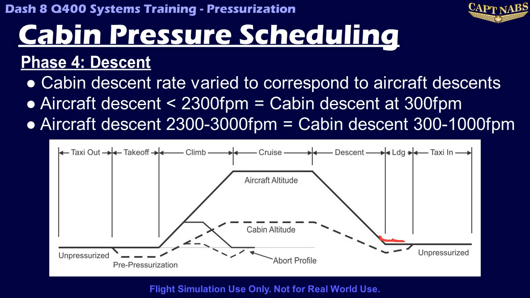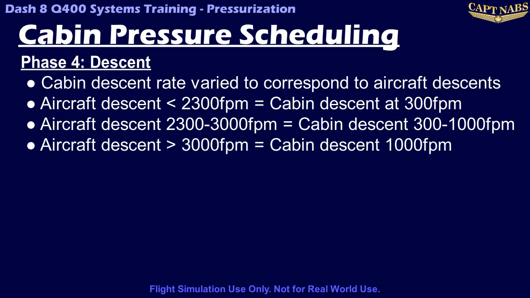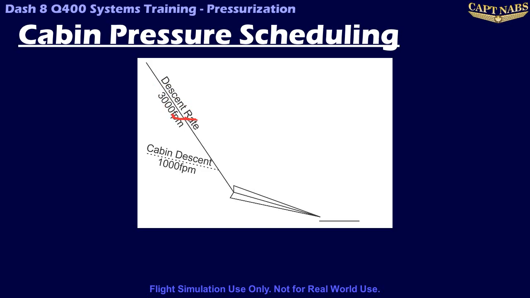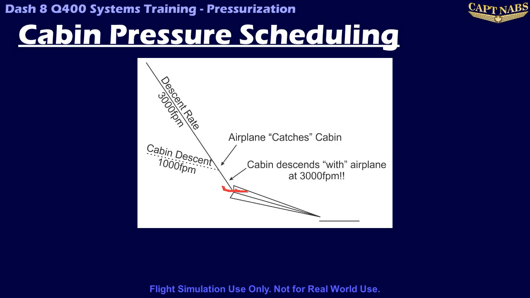While this scheduling should, in theory, not allow the aircraft altitude to ever catch up to the cabin altitude, it is possible. On flights with a continuous, very high rate of descent that leads directly into an approach with no intermediate level off, it is possible for the aircraft altitude to descend below the cabin altitude. Should this happen, of course, the safety valves will open to ensure a negative pressure differential does not occur. When this happens, the cabin will descend at the same rate as the aircraft. While catching the cabin is usually short-lived, this phenomenon can cause a very uncomfortable rate of descent in the cabin until the aircraft rate is reduced on final approach. For this reason, it is a good idea not to plan for descent rates in excess of 2,000 feet per minute in the Dash 8.